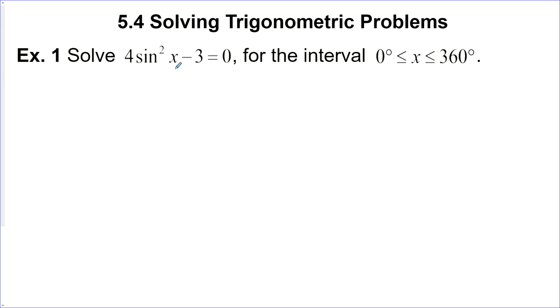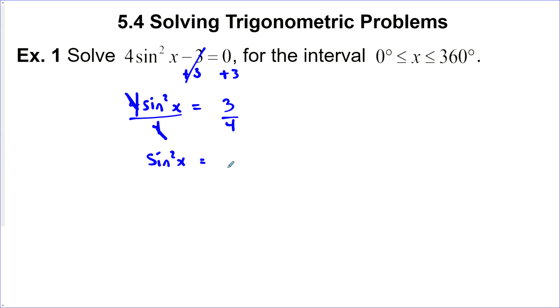So we need to isolate x here. Let's add 3 on both sides of the equation. We have 4 sine squared x is equal to 3. Let's divide by 4 on both sides of the equation. So we got sine squared x equals 3 over 4. Then we'll take the square root of both sides.